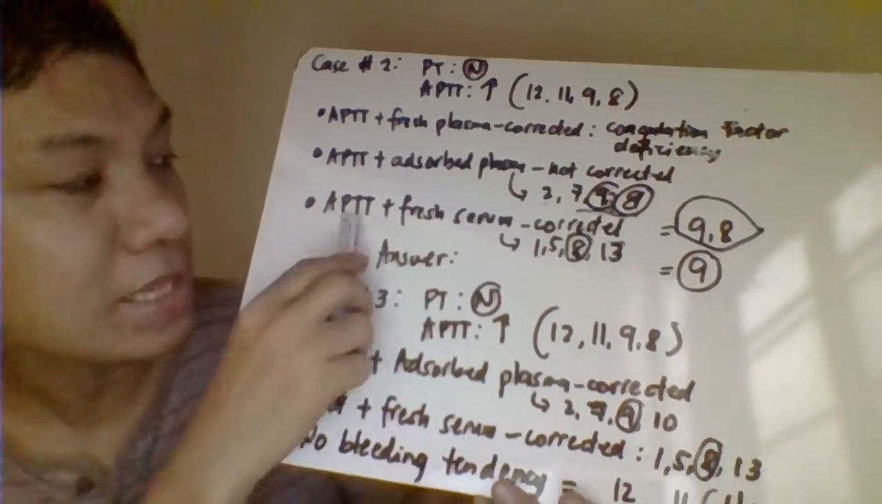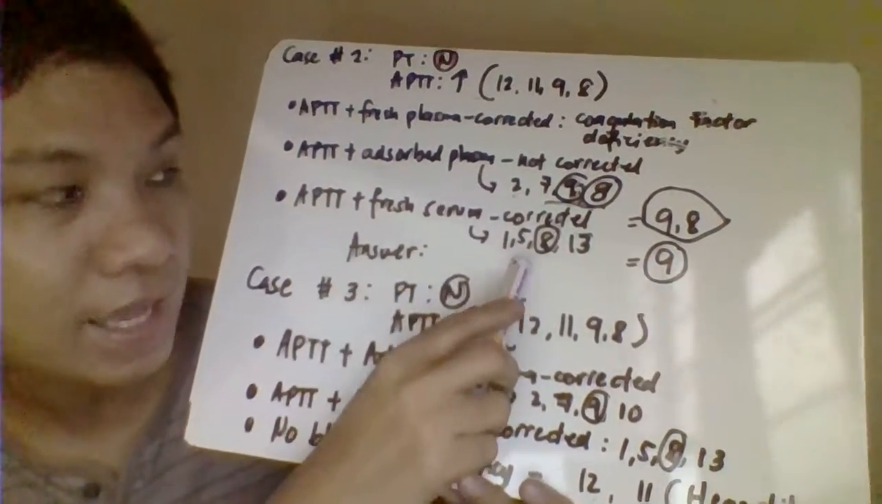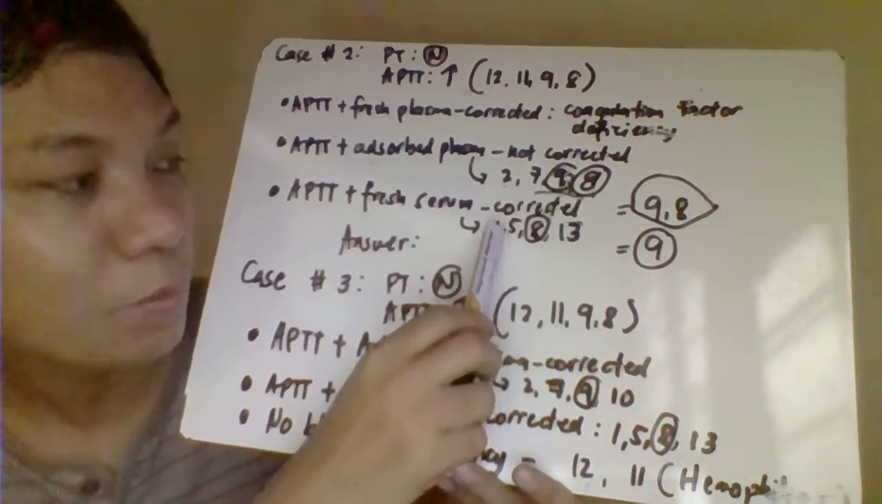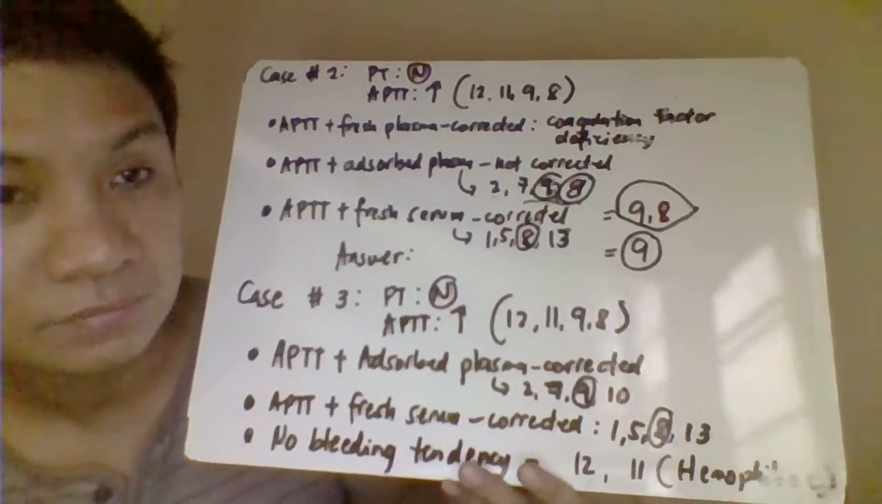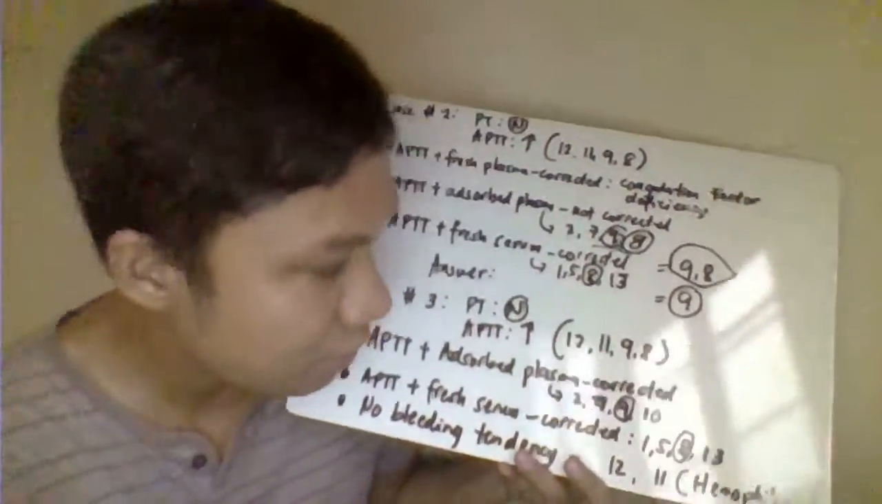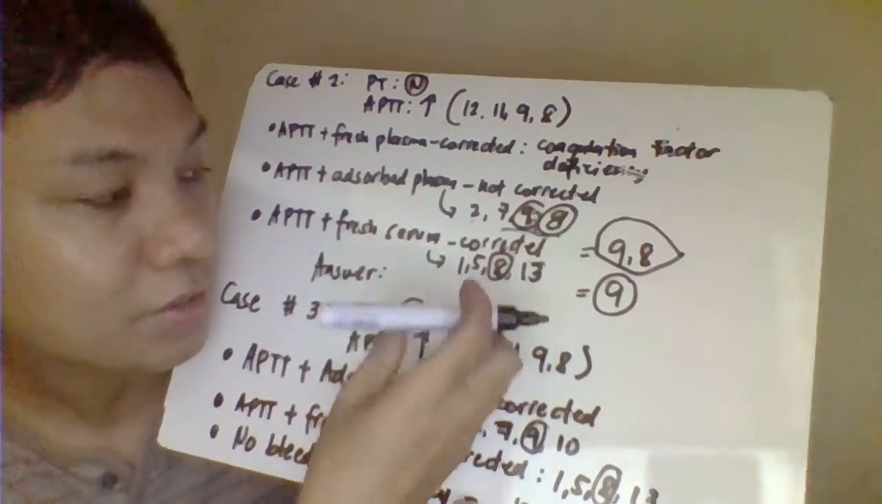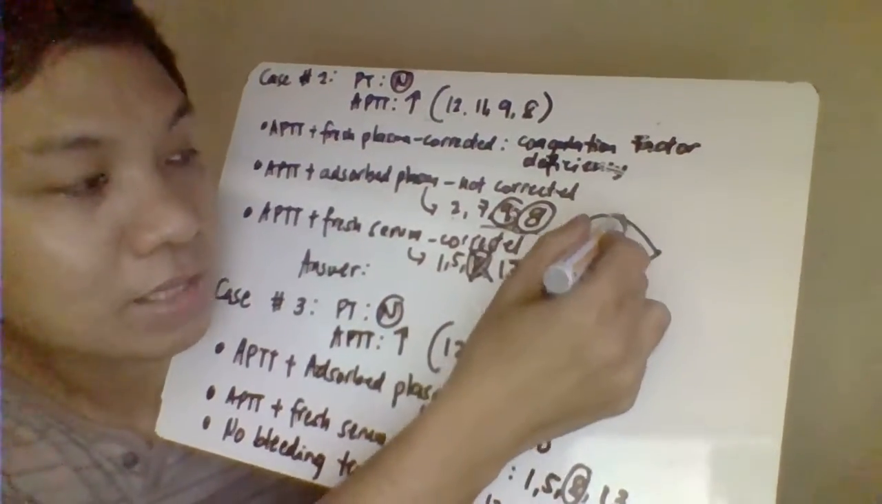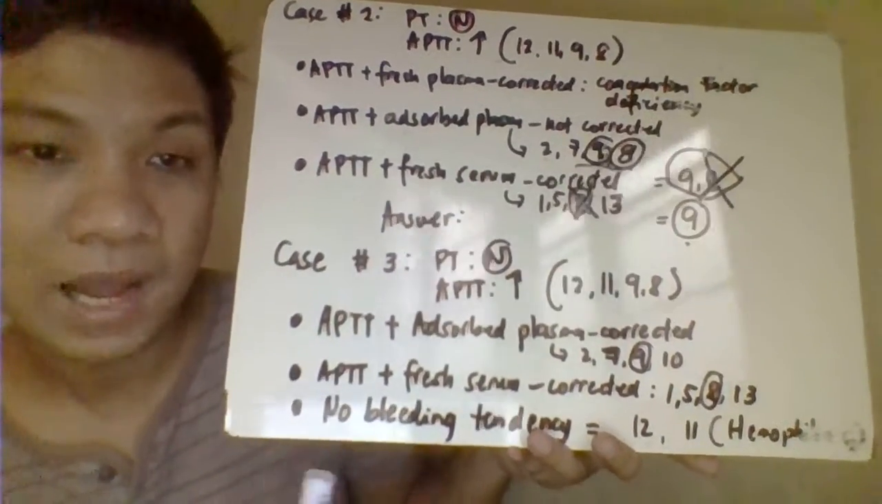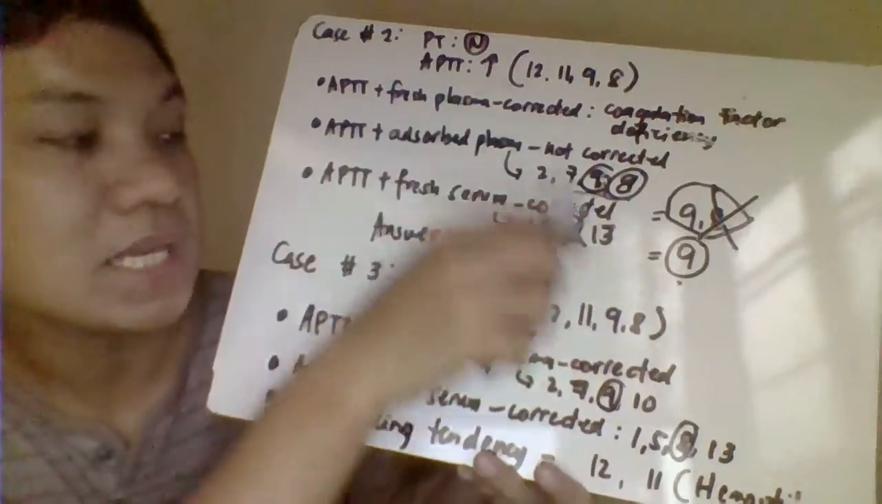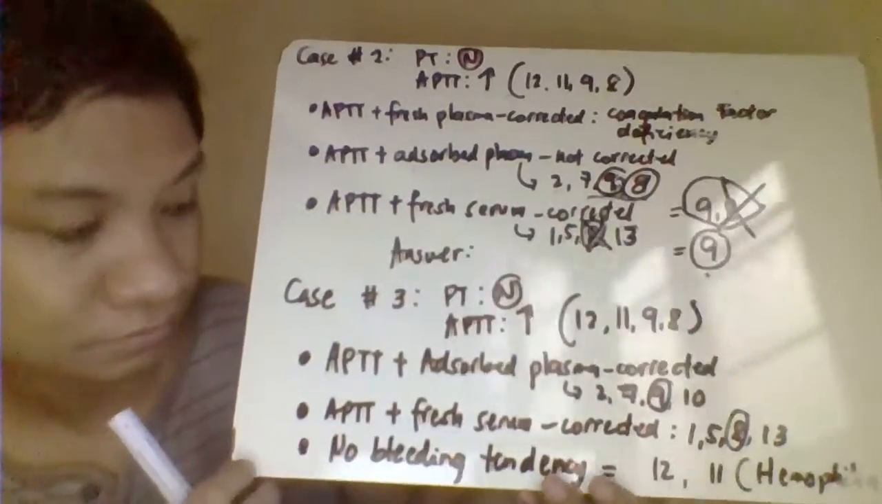And then, APTT plus your fresh serum, corrected. Again, our fresh serum does not have 1, 5, 8, 13. Since it does not have it, the common one here will be factor 8. Okay, we cross out factor 8. What remains is your factor 9. So, our deficiency for this patient is factor 9.